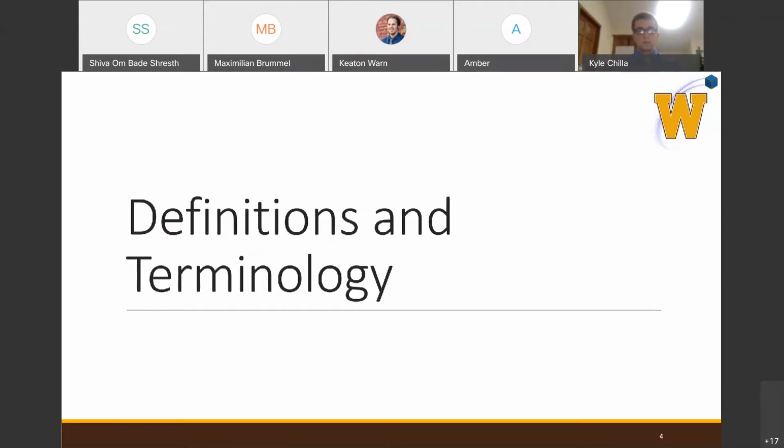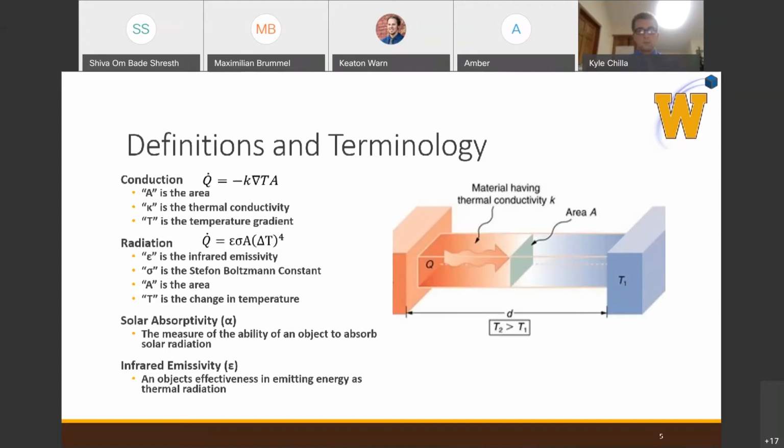Now on to our definitions and terminology. Some basic heat transfer definitions and terminology begin with conduction. Conduction is the process by which heat is directly transmitted through a substance when there is a difference of temperature.